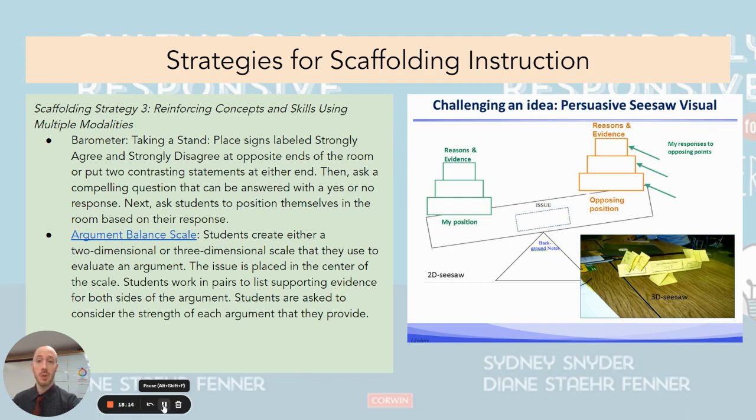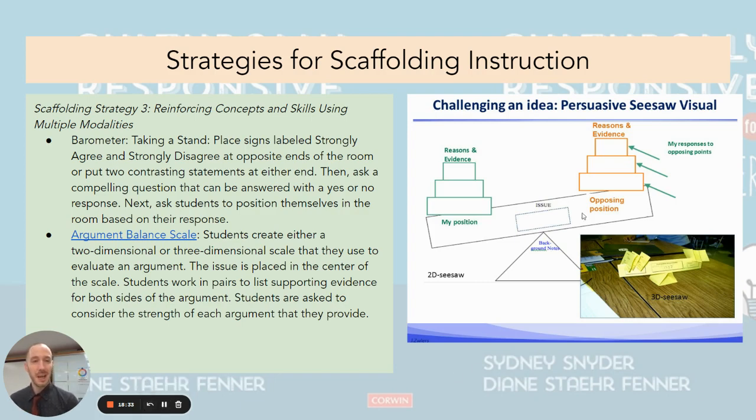You could also assign students roles and have them respond to the question with their new role. In terms of the argument balance scale, for this activity, students would create either a 2-dimensional or a 3-dimensional scale that they have to use to evaluate an argument. The issue is what is placed at the center of the scale.